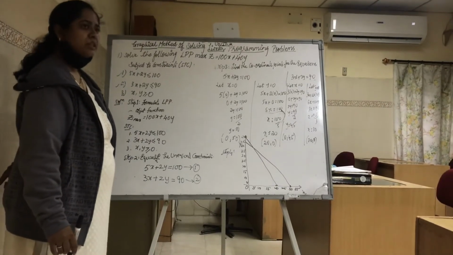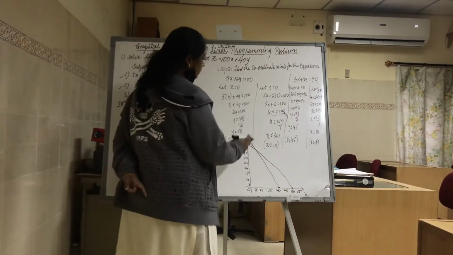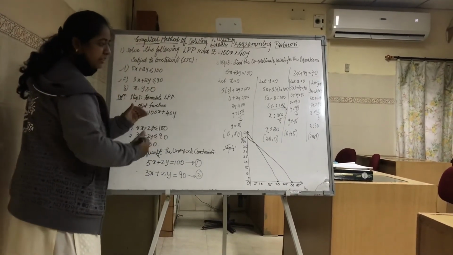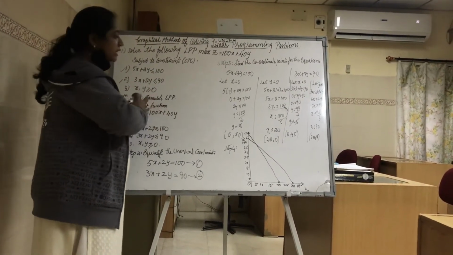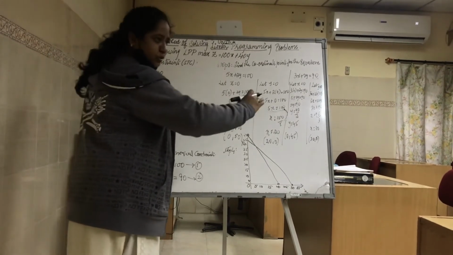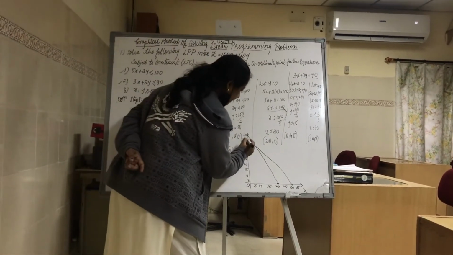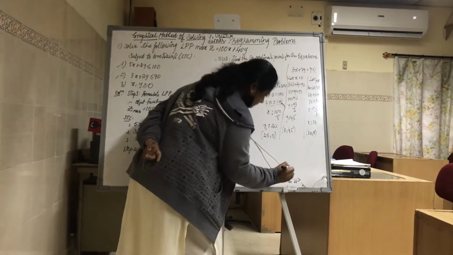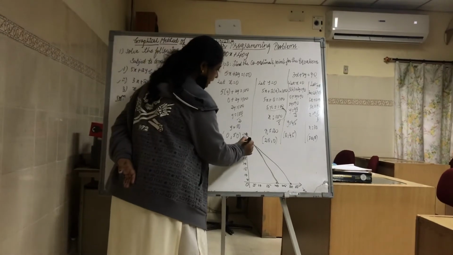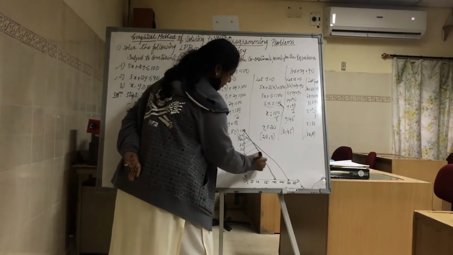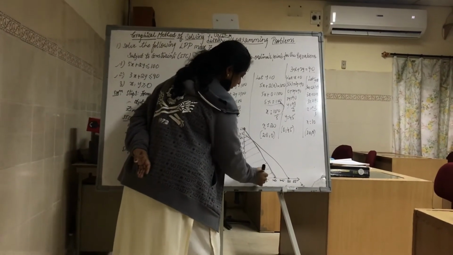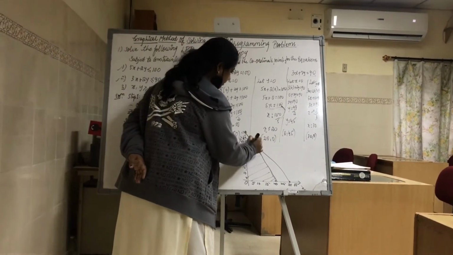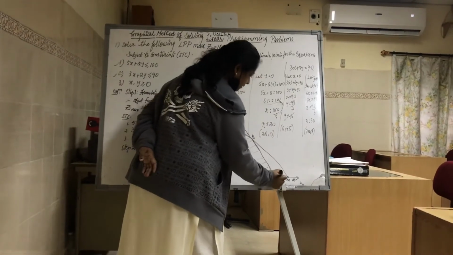So my feasible region will be here, because remember students, everything is less than, the graph will come inside. If it is greater than, then the graph will go outside. So this is my feasible region. I put the graph values inside. Here this is A, this is B, and this is C.